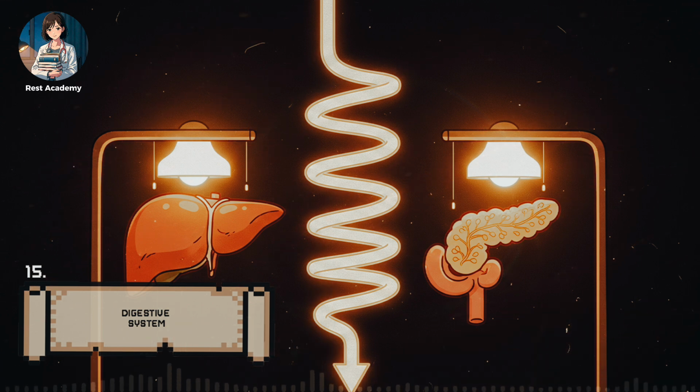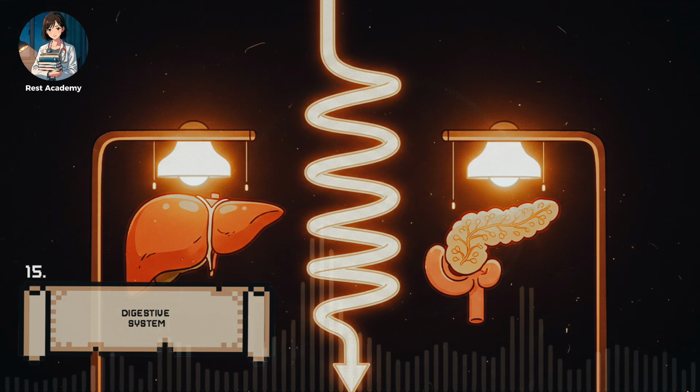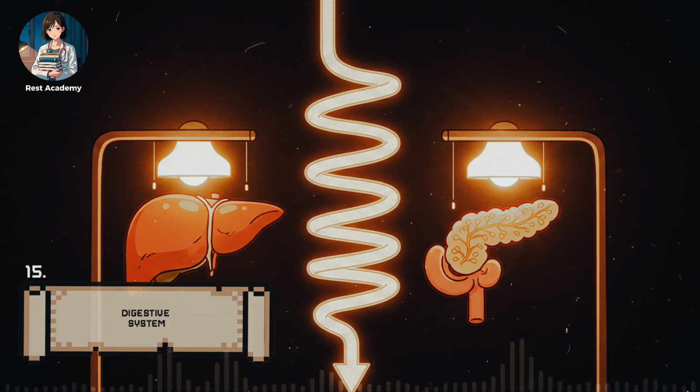Nerves follow vessels. Parasympathetic innervation: vagus for foregut and midgut, pelvic splanchnic nerves S2 to S4 for hindgut. Sympathetics from thoracic and lumbar splanchnic nerves synapse in prevertebral ganglia. Enteric plexuses, myenteric and submucosal, coordinate motility and secretion.